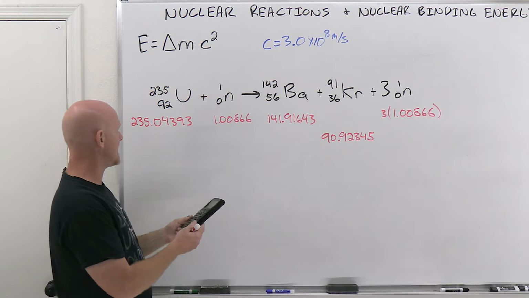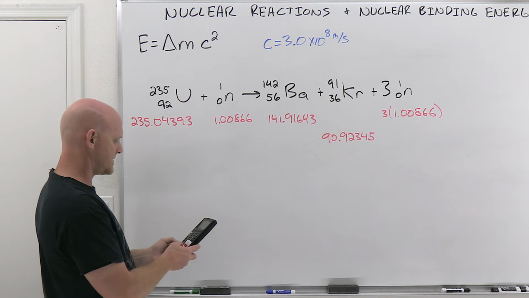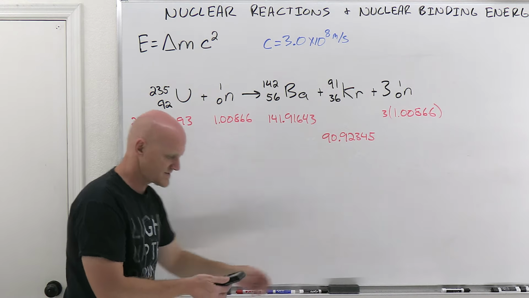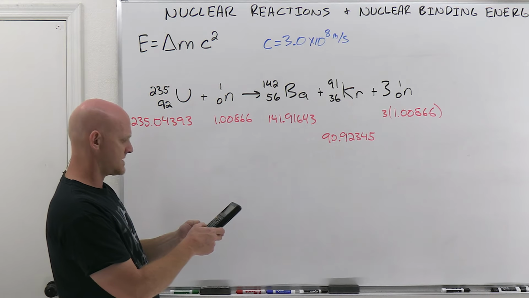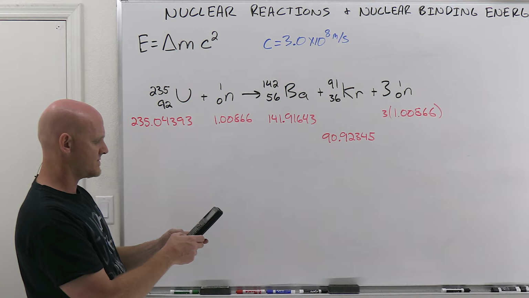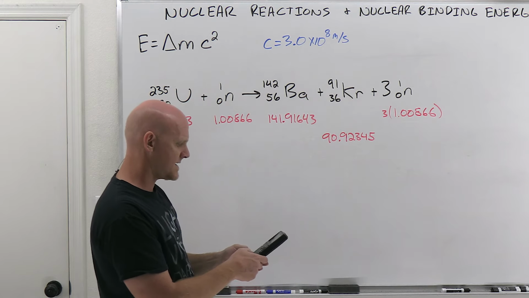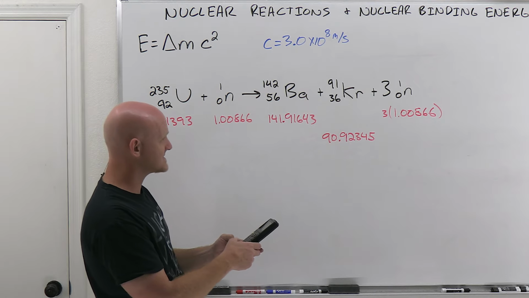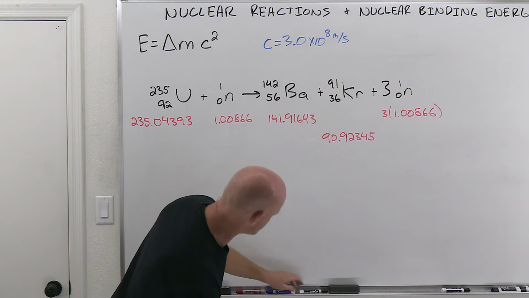So let's take this difference. We've got 235.04393 plus 1.00866. Then we're going to subtract off, and I'll put this all in parentheses, 141.91643 plus 90.92345 plus 3. Keep in mind we've got 3 neutrons, so 3 times 1.00866, and close my parentheses, and we're going to get 0.18673.